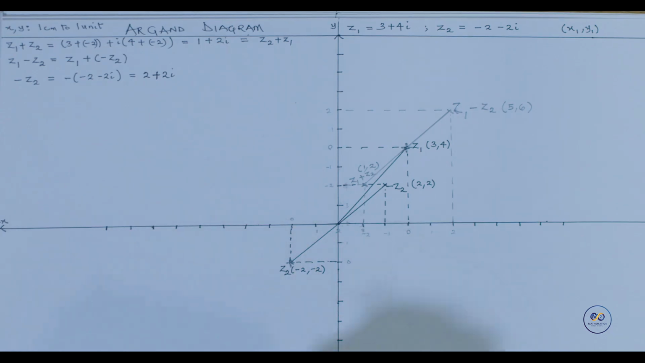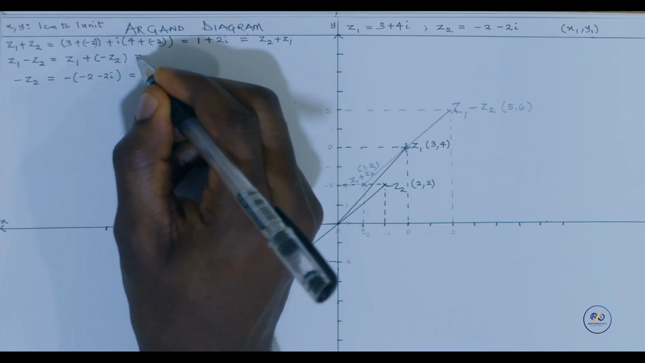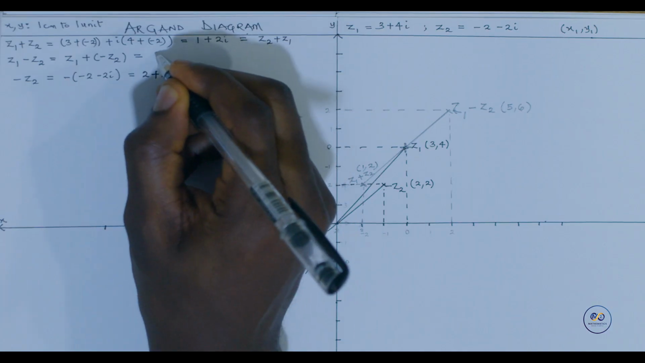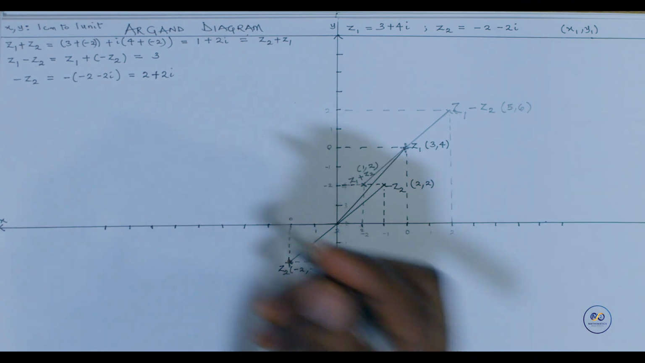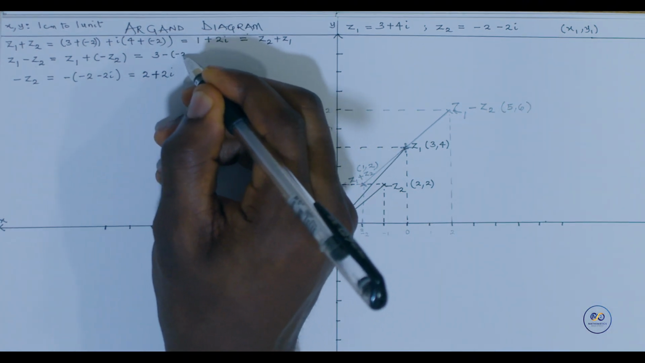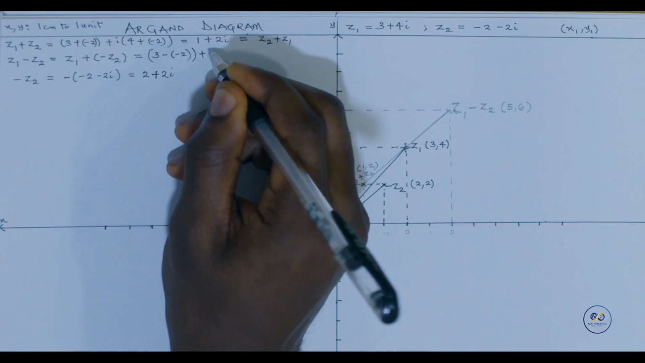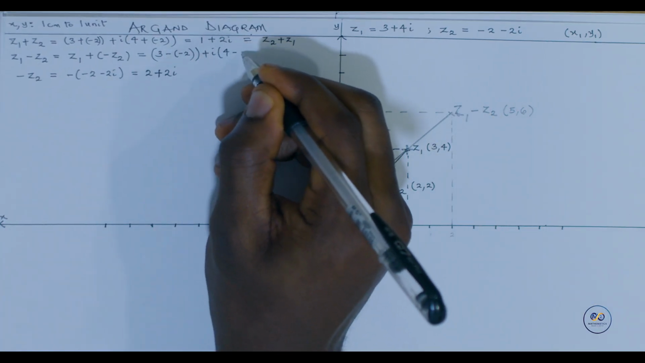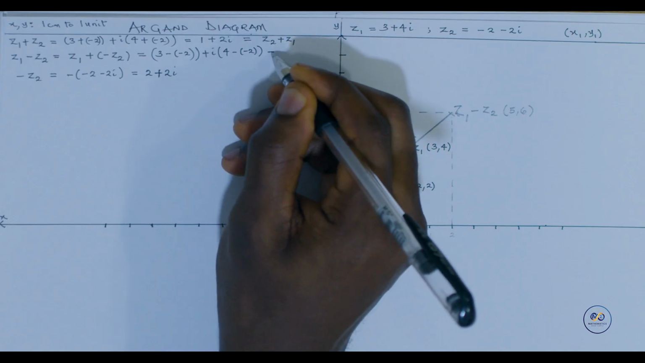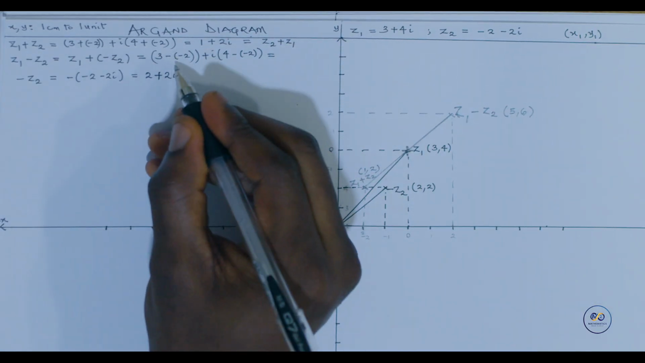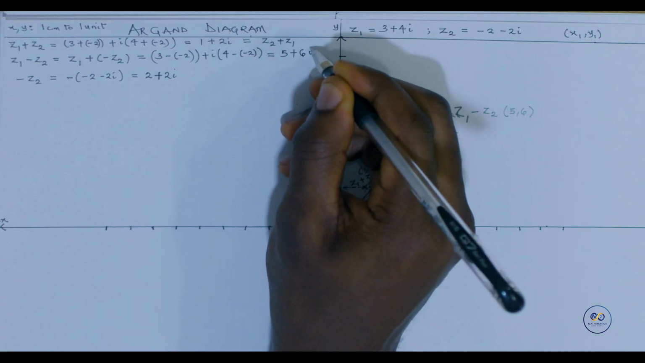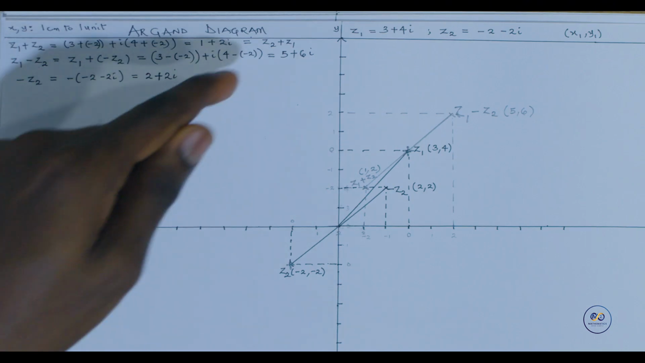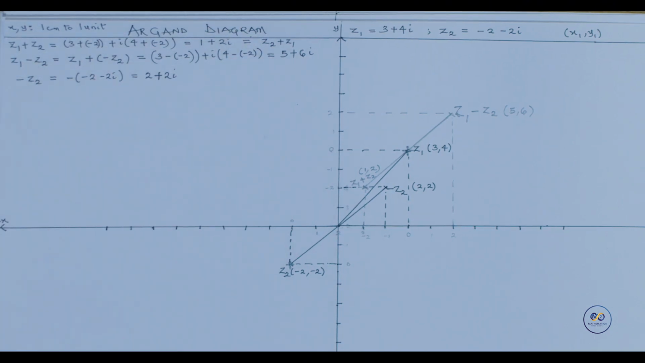Now, if we were to check if that is exactly what we would have, look at this. Z1 minus Z2 is going to be 3 plus 4i minus 2 minus 2i. So that will be 3 minus 2 plus i times 4 minus 2. So if we simplify this, what would we have? We would have 3 plus 2, that is 5, plus 4 plus 2, that is 6i. So you see, Z1 minus Z2 is indeed 5 plus 6i, which is the same thing we obtained on the Argand diagram.